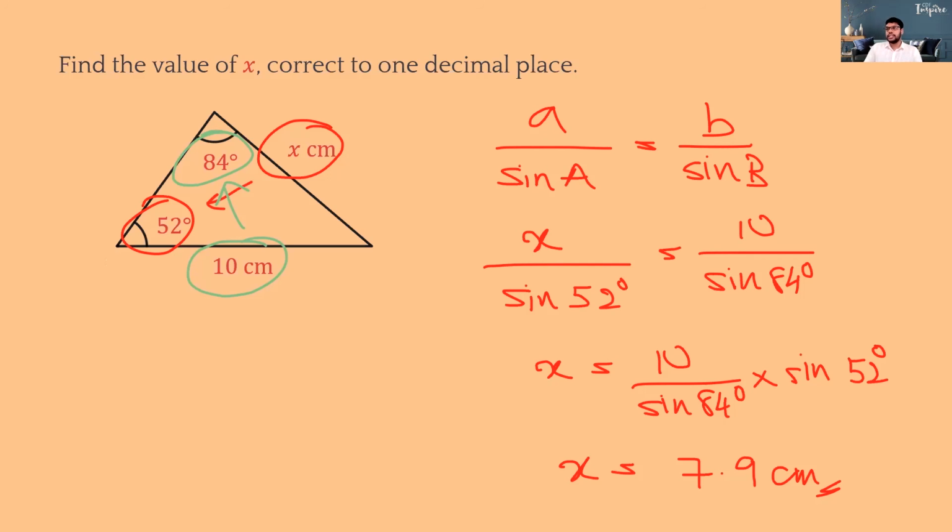So then I get x equals 10 over sine 84 degrees multiplied by sine 52. Next step, you just put this whole thing into your calculator and press enter and you get 7.9 as your answer. Is that clear? Yes, teacher, we will go to the next question. I'm not getting a reply from him.